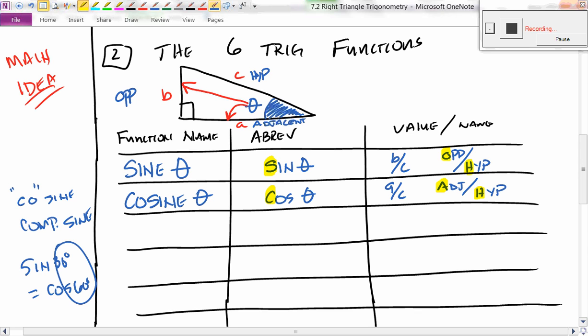All right, the next beautiful trig function is the tangent. Tangent of theta. The abbreviation for the tangent, of course, is just tan theta. And the definition is the ratio of the opposite side, which is B, divided by the adjacent side, A. So the ratio of opposite to adjacent is defined to be tangent. All of these trig functions are nothing more than ratios.